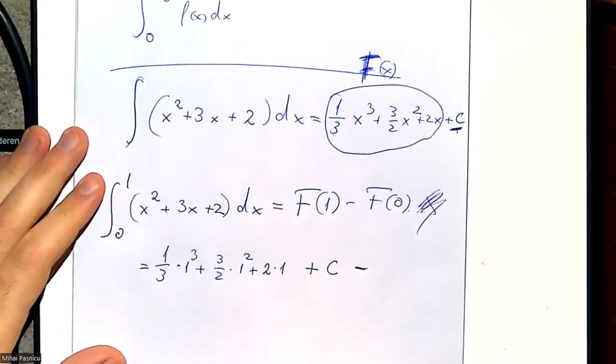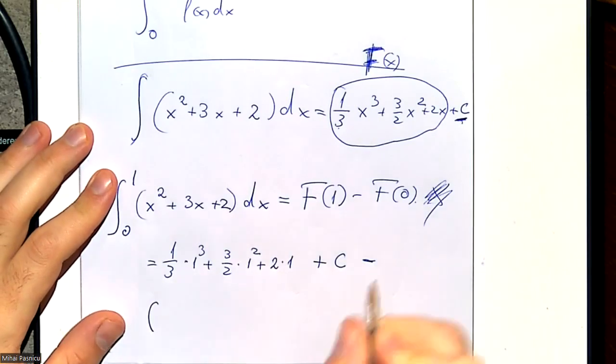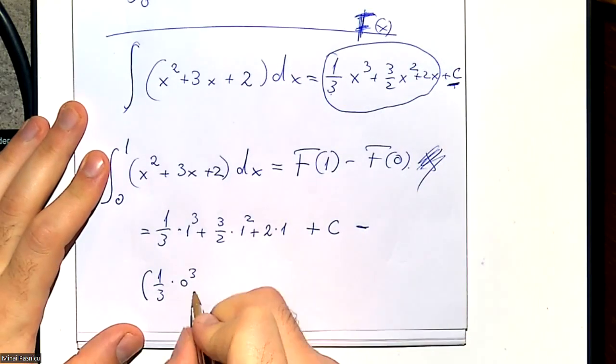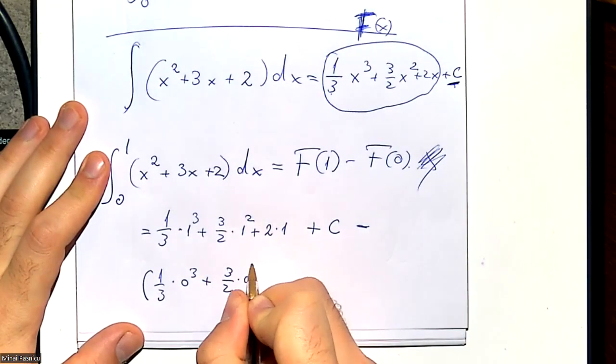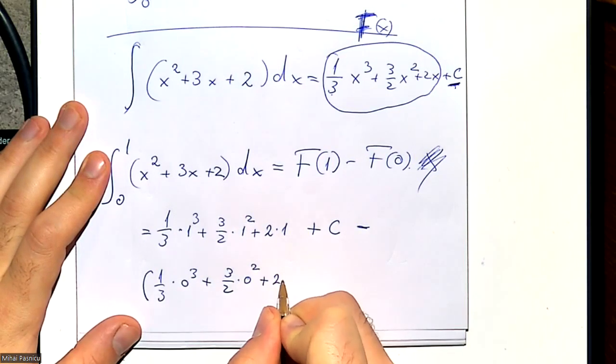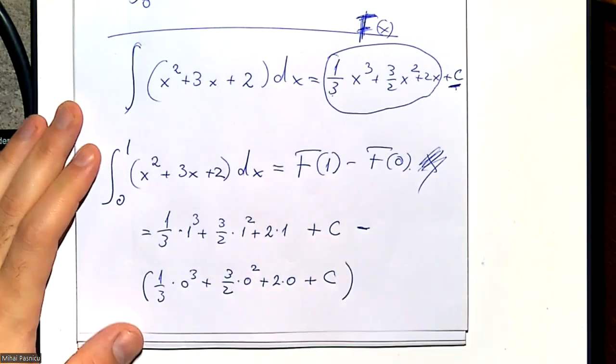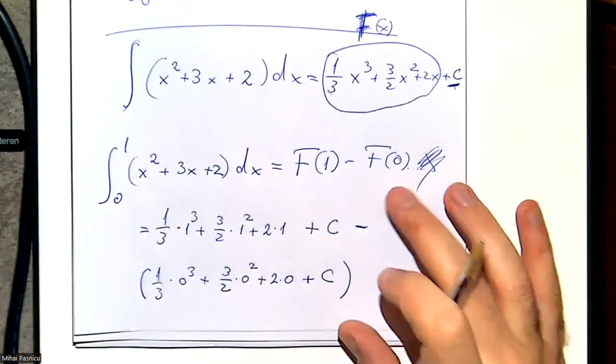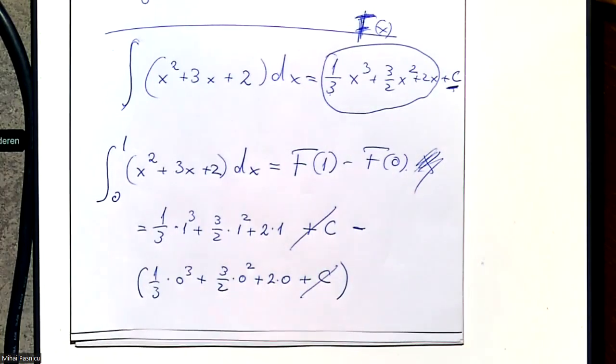It would be minus f of 0. F of 0 is 1 third times 0 to the power of 3 plus 3 over 2 times 0 to the power of 2 plus 2 times 0 plus constant. Okay? What I said is that you can write it, but it doesn't really matter when you're computing the definite integral, because it just cancels away. So I would advise just not writing the constant at all when you're doing this. When you're just plugging into the definite integral, don't even bother.